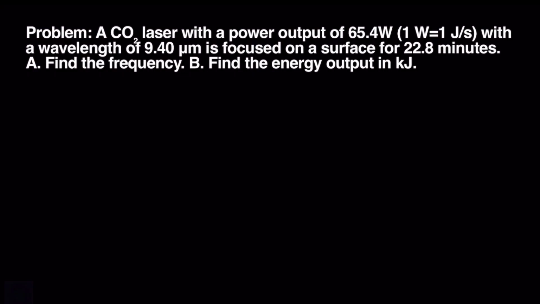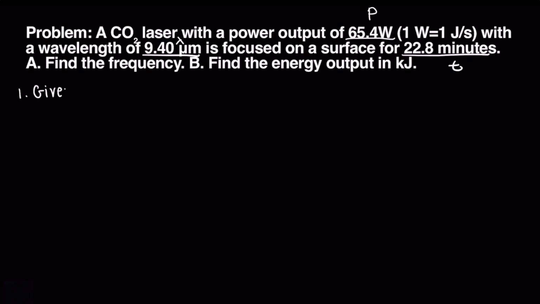Last but not least, we're going to go over a problem that involves all 5 of the steps that we worked on previously. A CO2 laser with a power output of 65.4 watts, or 1 watt equals 1 joule per second, with a wavelength of 9.40 micrometers, is focused on a surface for 22.8 minutes. A, find the frequency in hertz, which I forgot to say, and B, find the energy output in kilojoules.